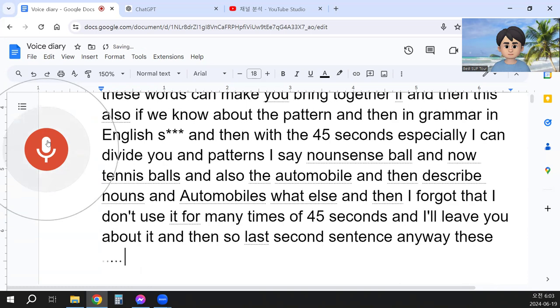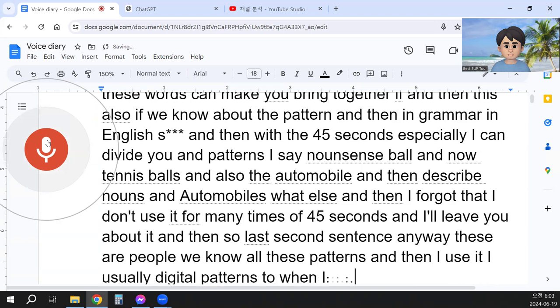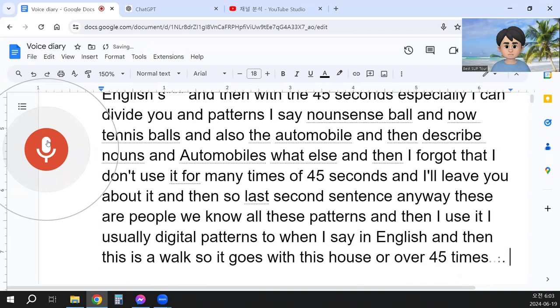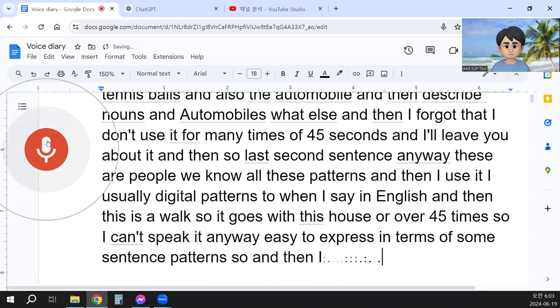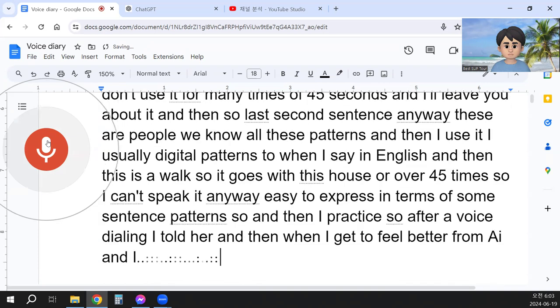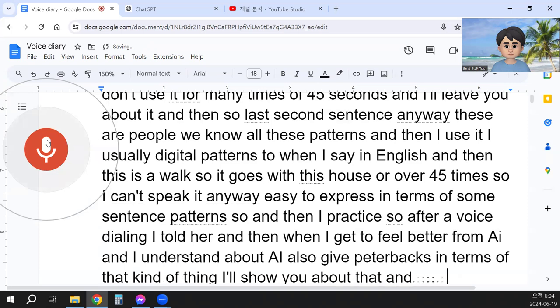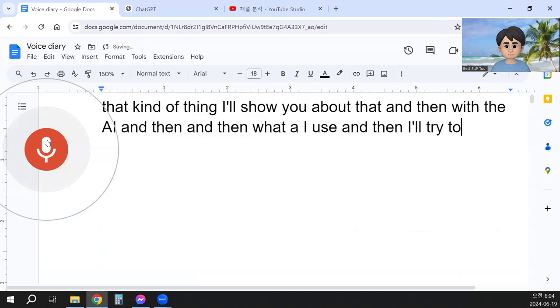If we know these patterns, I use them when I speak English, and this works because with the help of the 45 sentences, I can speak easily in terms of sentence patterns. So I practice. After the voice diary, I talk, and then I get feedback from AI. AI also gives feedback in terms of that kind of pattern. I'll show you what AI gives, and try to figure out how much the 45 sentences can be used.